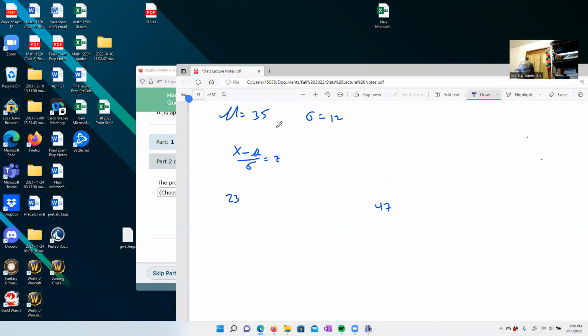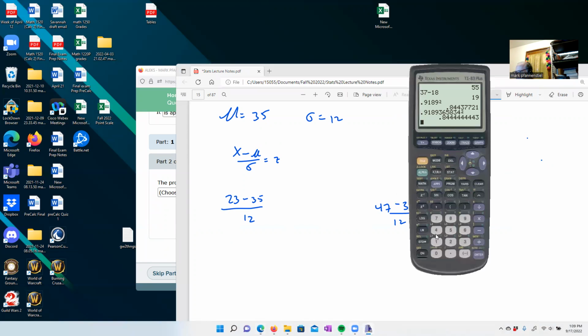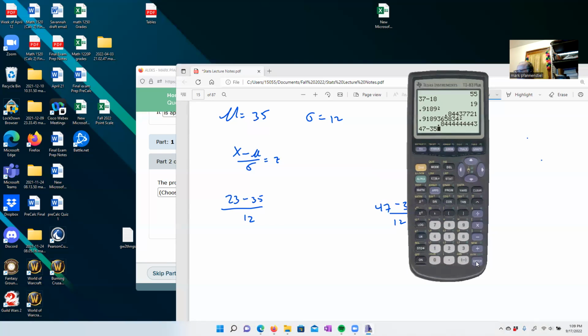Our average was 35, so 23 minus 35 divided by 12, and 47 minus 35 divided by 12. I will use the calculator for this because I do not trust myself. This is just 12 over 12, isn't it? So that's just 1. Let's double check ourselves: 47 minus 35 is 12, and 12 over 12 is 1. I will bet that the other is -1. So 23 minus 35 is -12, divided by 12, this is -1.